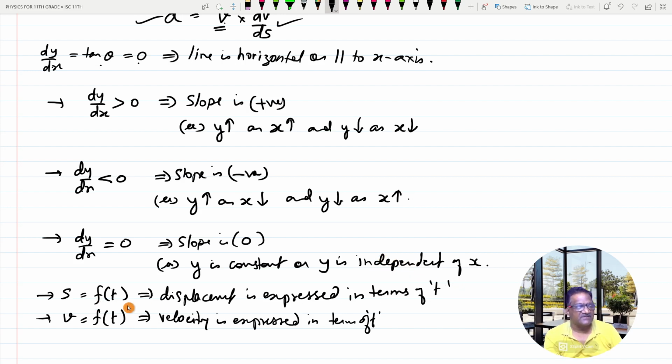Now, many a times in physics, you will come across s is equal to f of t, v is equal to f of t. We say that this s means displacement. Displacement is a function of time. Velocity is a function of time. You may get a formula of this type. Okay, so this is how derivative is used in physics as well.